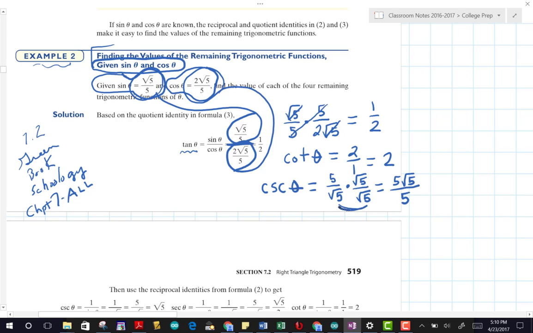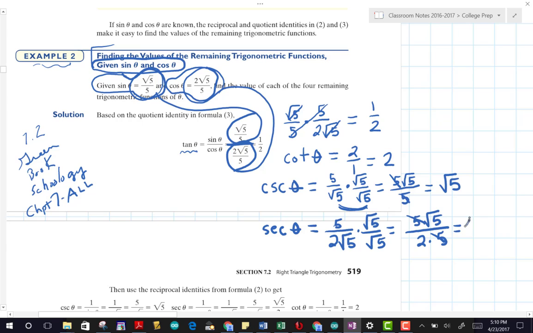And then finally, we want to find secant. Secant is the reciprocal of cosine. Since our cosine was 2 root 5 over 5, our secant will be the reciprocal of that, so 5 over 2 root 5. Again, we're going to rationalize the denominator. That gives us 5 root 5 on the top. It gives us 2 times 5 on the bottom. The 5's cancel, and we end up with root 5 over 2.